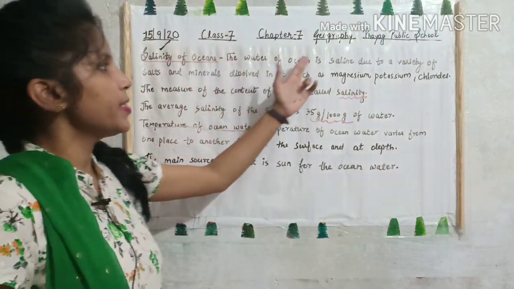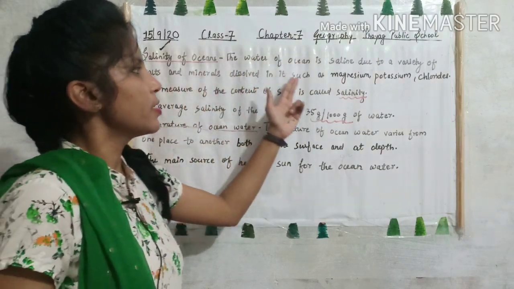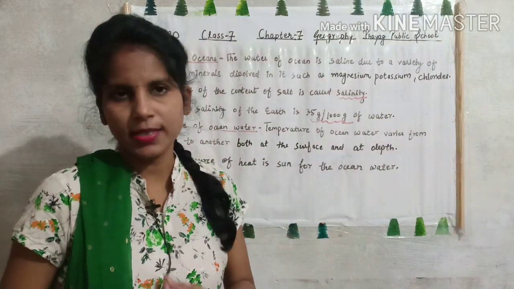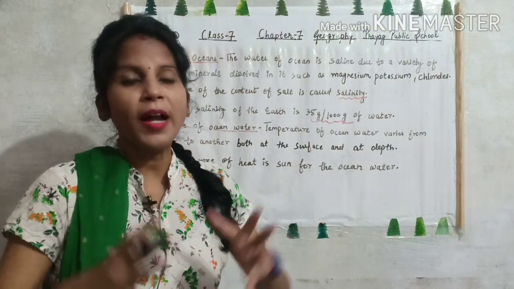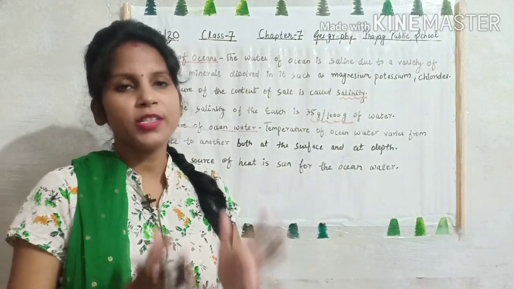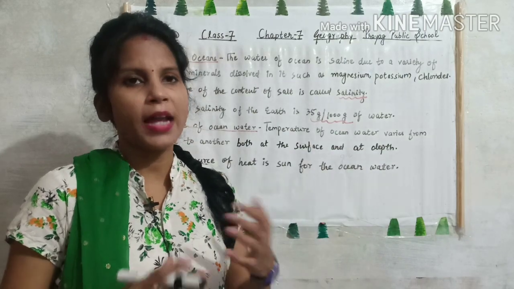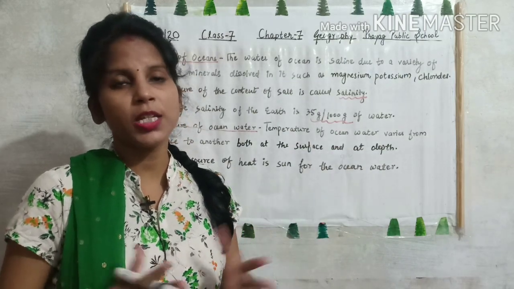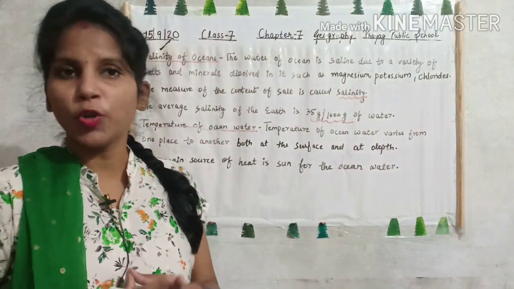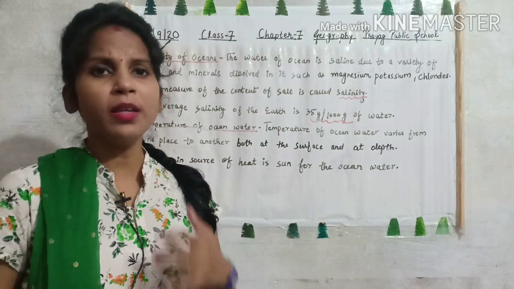The water of ocean is saline due to a variety of salts and minerals dissolved in it, such as magnesium, potassium, calcium and chlorides, etc. So समुद्र का पानी क्यों खारा होता है? Because there are a lot of minerals and salts dissolved in it, such as magnesium, potassium and chlorides, which make the sea or ocean water salty and which is not fit for consumption, neither for plants, animals or human beings.